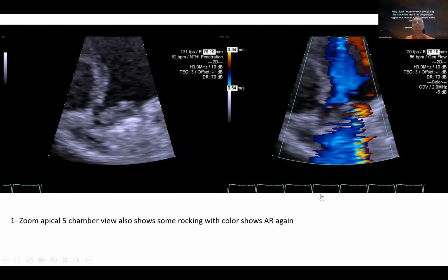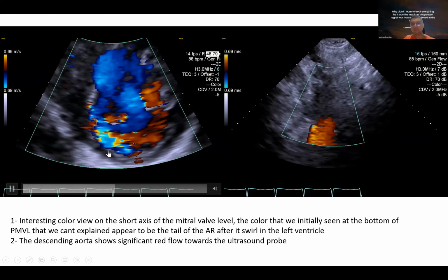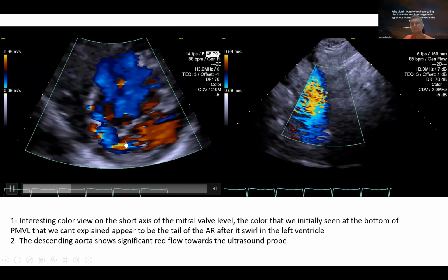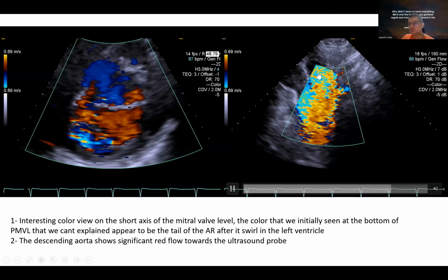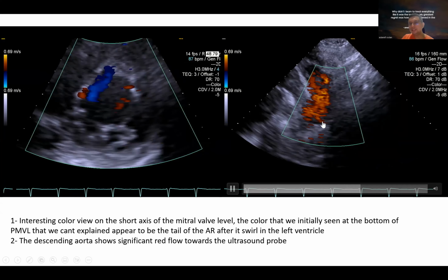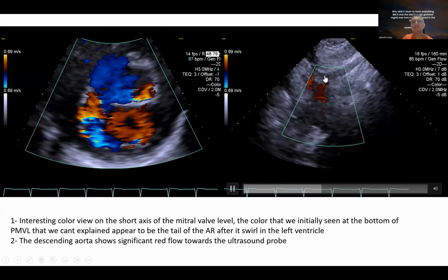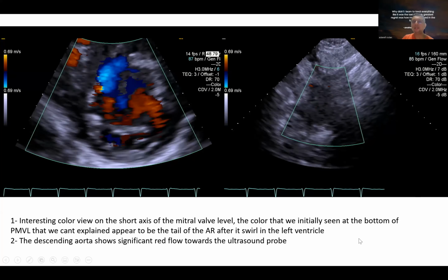And finally, we can see in our mitral valve view here. So this is the aortic regurgitation there. Now, this is the descending aorta. Remember that what we want is only blue flow going down, but we can see a lot of red flow. Again, telling us that this is a severe aortic regurgitation.